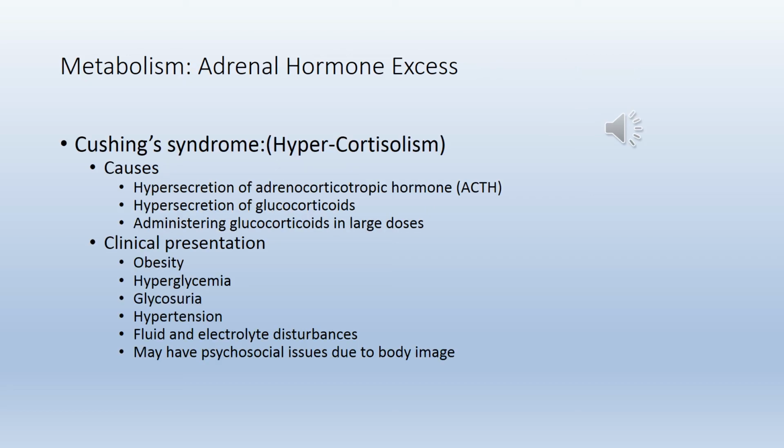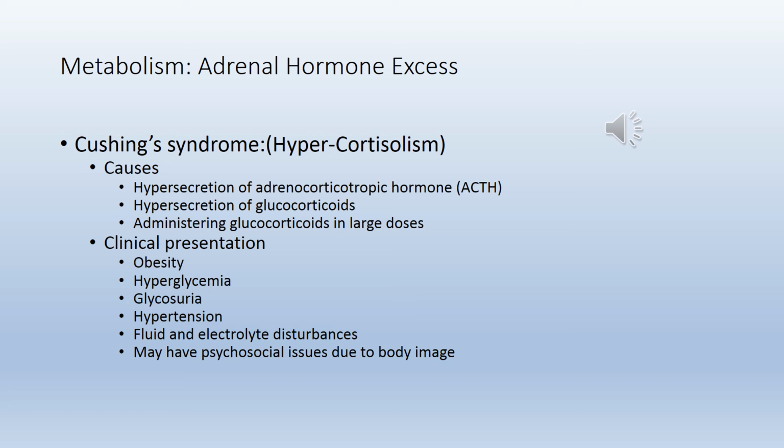In adrenal hormone excess, there is Cushing's syndrome. They call it hypercortisolism. The causes result from excessive rather than deficient adrenocortical activity. Cushing's syndrome is commonly caused by the use of corticosteroid medications and is infrequently the result of excessive corticosteroid production secondary to hyperplasia of the adrenal cortex.